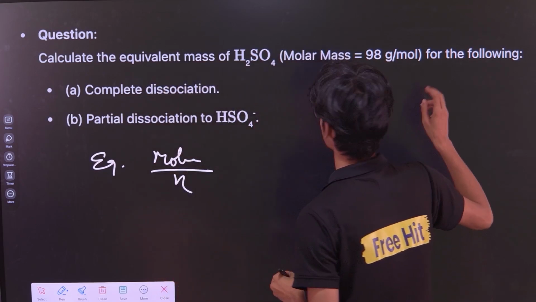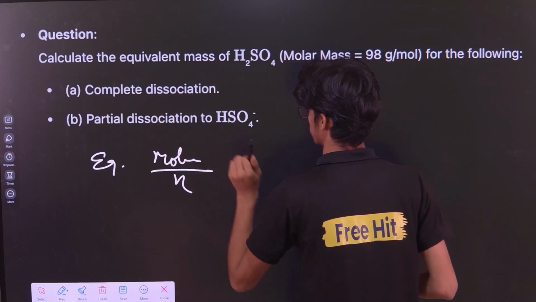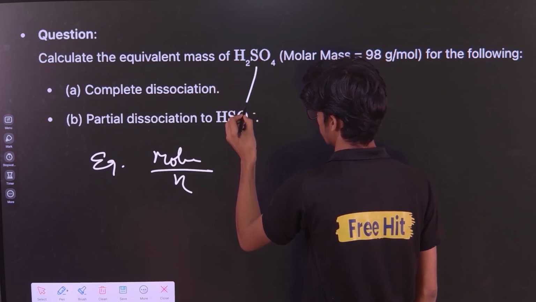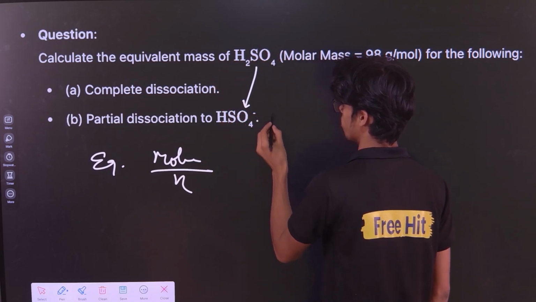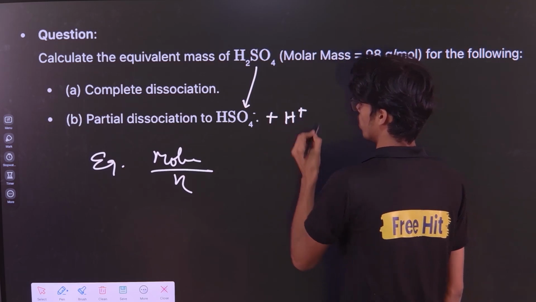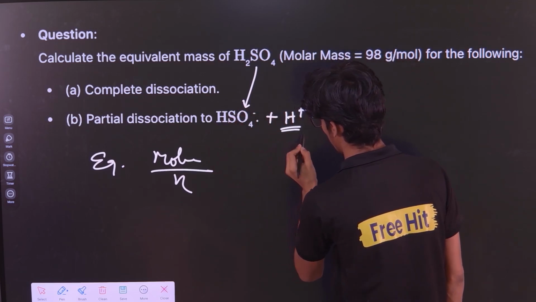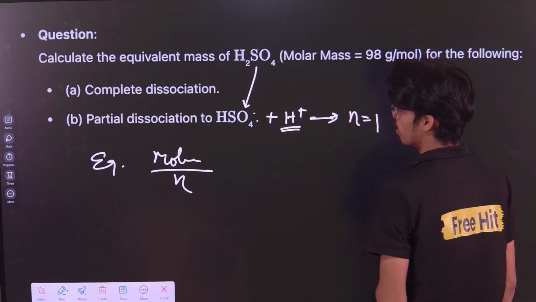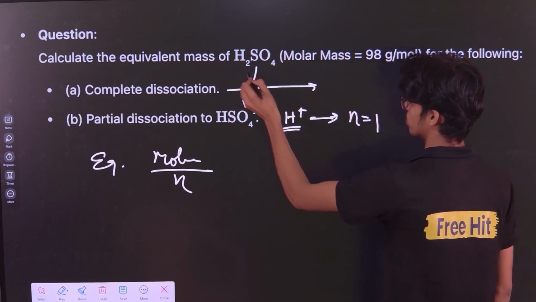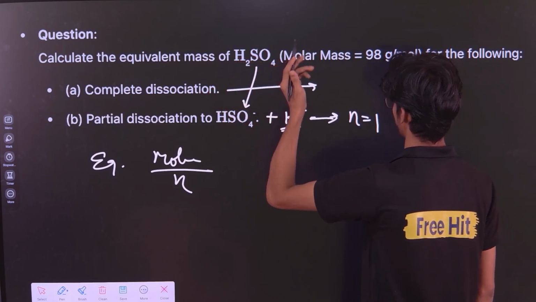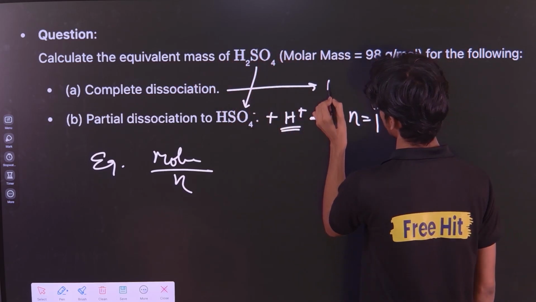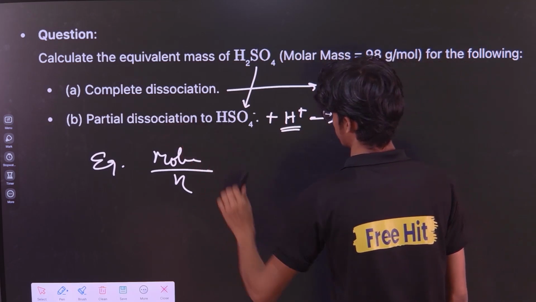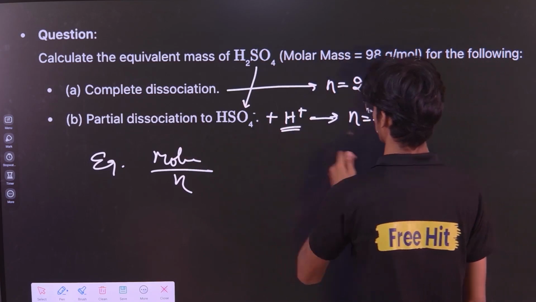Now it is asking for the complete dissociation and partial dissociation to HSO4 negative. It means when this particular compound dissociates to this compound, it is only leaving behind one H positive ion. So in this case only one H positive ion is replaceable. So in this case the value of N is what? 1. Got it? But during the complete dissociation, both of these two hydrogen atoms are going to be released. So in that case, replaceable hydrogen ions are how many? 2. So for A, the N value is 2. For B, the N value is 1.